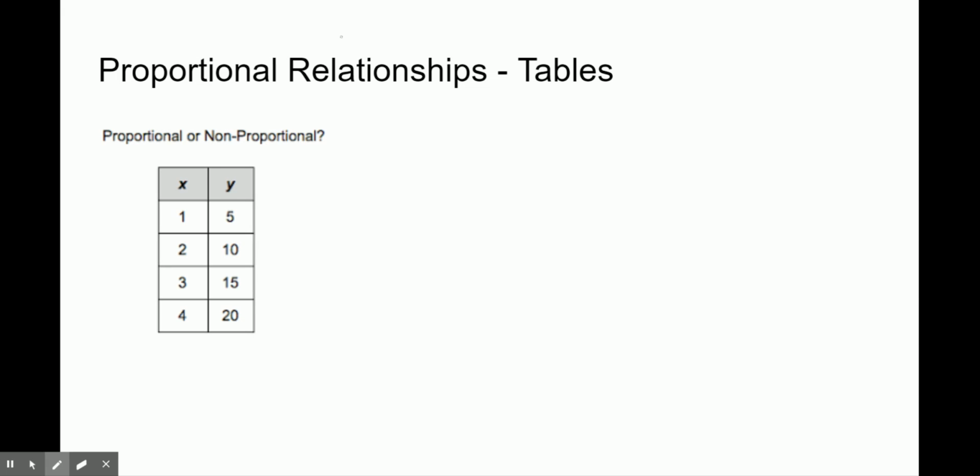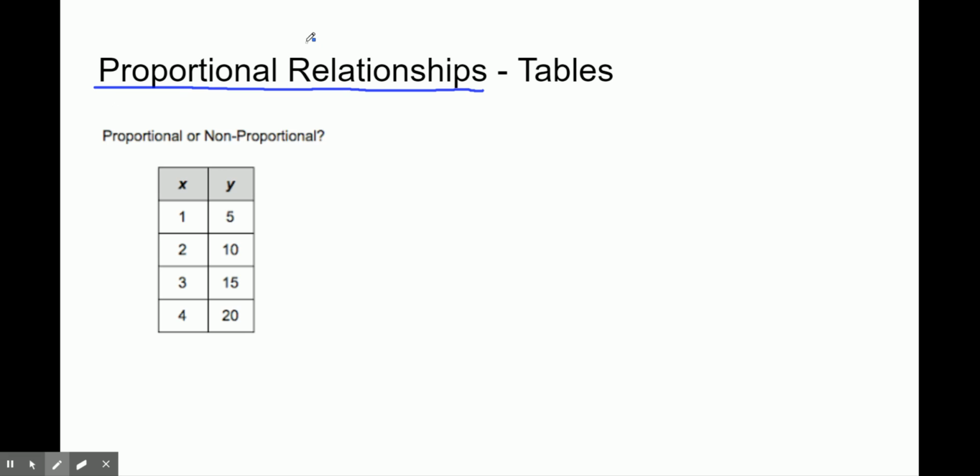Okay, so we're going to look at finding proportional relationships using tables. When we're asked to use a table to find a proportional relationship, we'll either be given a table of values or a set of values that it wants us to set up into a table. To determine if the relationship is proportional, we'll be using the same methods that we've used before.